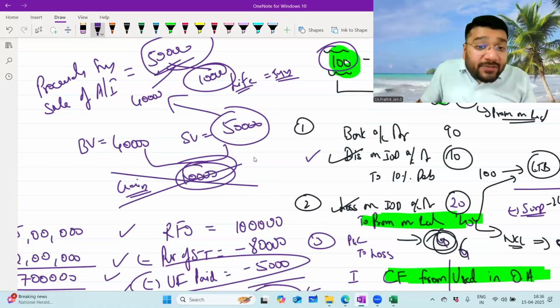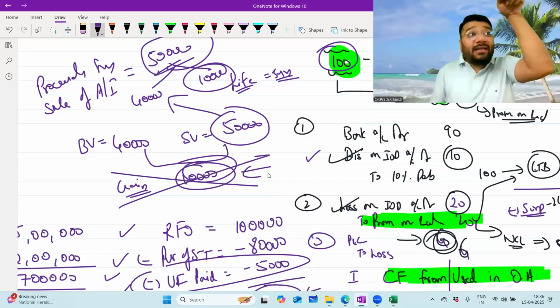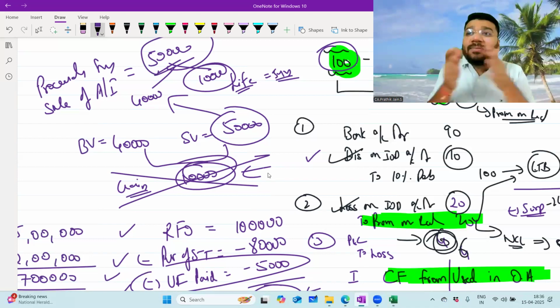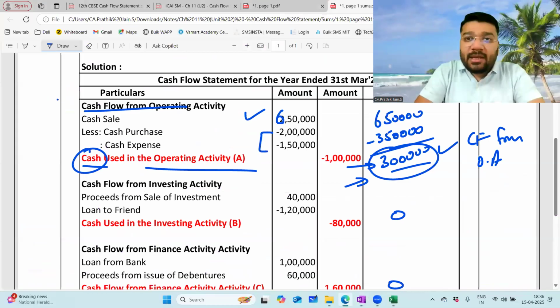So now I'm removing this from the operating activity. This is sitting where? In the other income. It is added in the other income. To remove, what am I supposed to do? Subtract, minus. Now the logic is clear or not? Online people, is the logic clear or not clear?